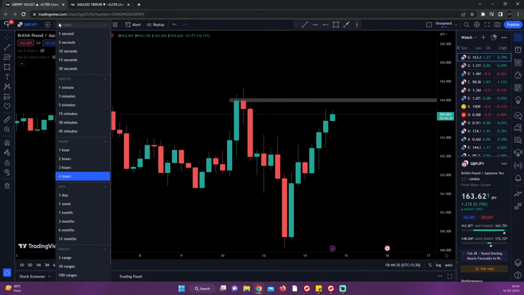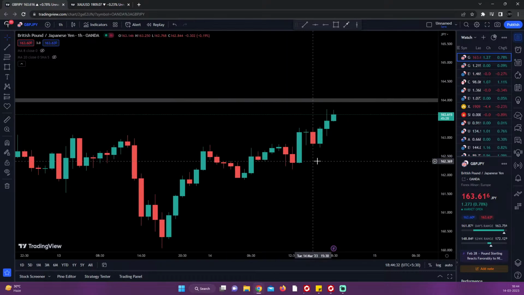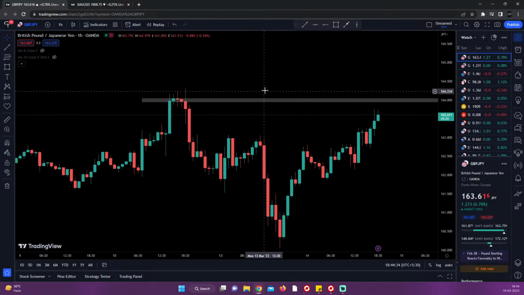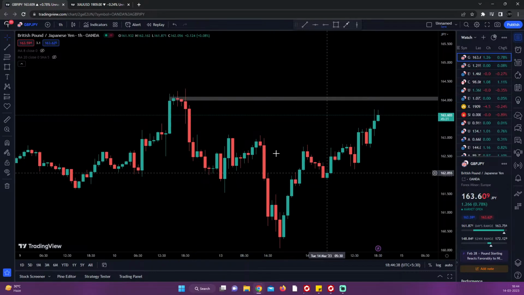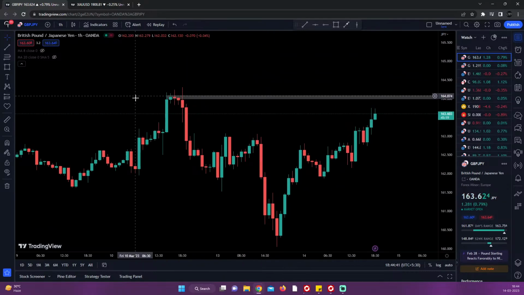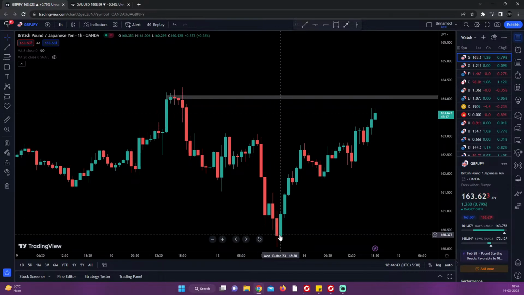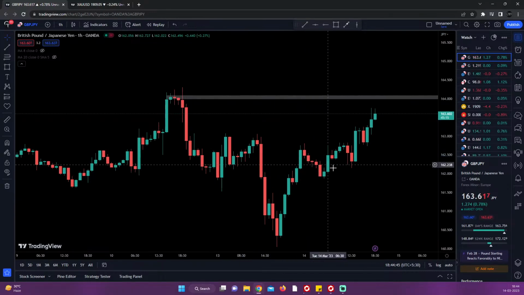So let's have a look at the lower time frames now, and if we talk about 1 hour over here, then we have to adjust this area of resistance. And we can clearly see the market just went down, created a low, and then it started its bullish momentum over here, creating higher highs and higher lows.